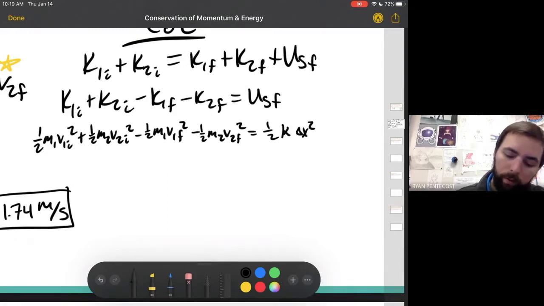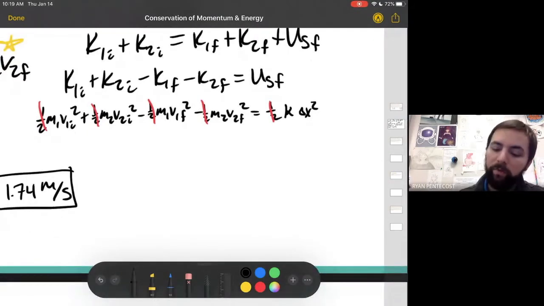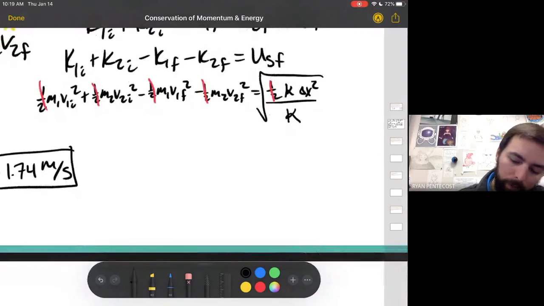Here we go. So there is a 1/2 on everything. Get rid of the 1/2s to make this math a little bit easier. What we'll do is we will divide by k, and then take the square root to get our delta x.